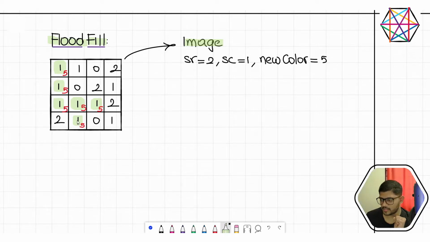What about this one's adjacent cells? 1, which is already visited, and 2 and 0, they're all different colors, so we can't do anything. So this is also like a dead end. In the sense, in the graph, it'll be the leaf node. You cannot go beyond this point.